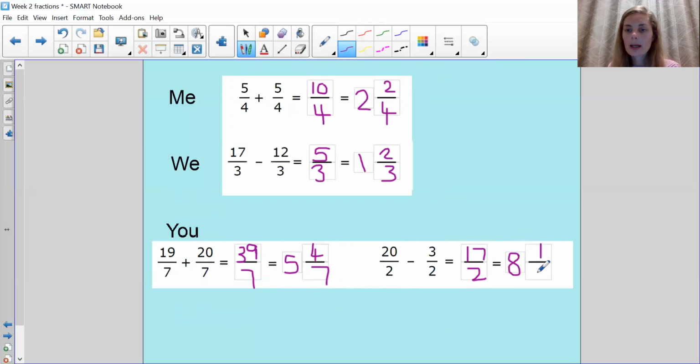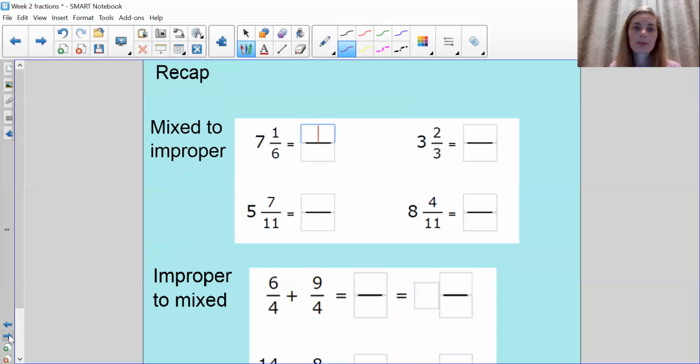What am I left with? 1 and a half. Right, 1/2. So 8 and a half is what is my answer, and I'm going to go double check. 2 times 8 is 16. 16 plus 1 is 17 halves. Okay, so there you can see the relationship between improper and mixed and how you can use that to check your answers. Right, so we're going to have a quick recap.